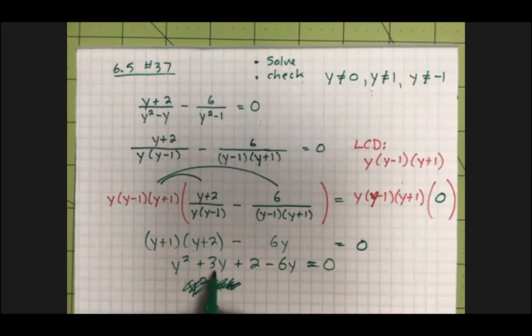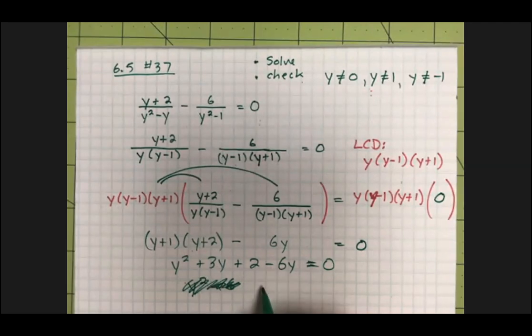First of all, let's do 3y minus 6y. Is negative 3y. Then I got this 2. Okay, so these 2 belong together. Equals 0. What I was saying, just do this one piece at a time.